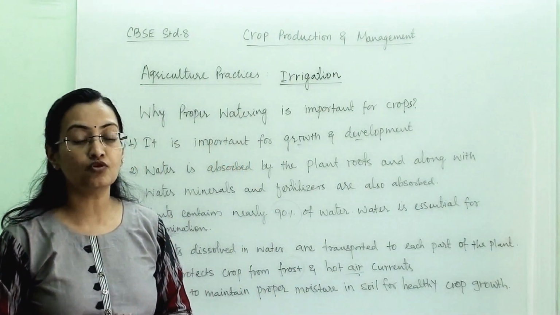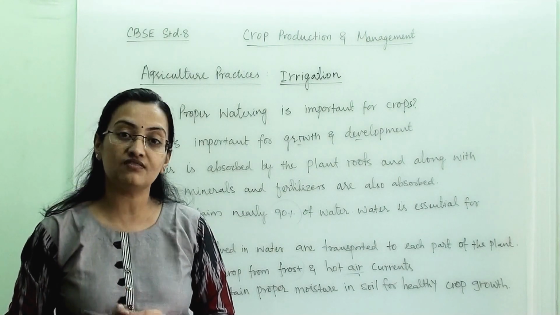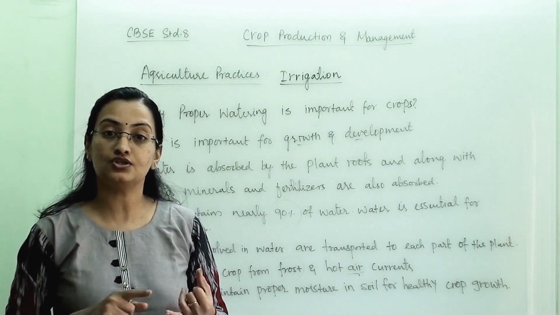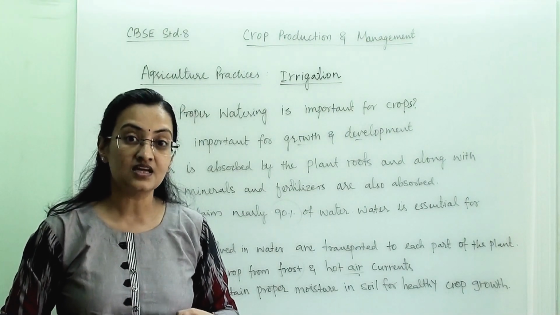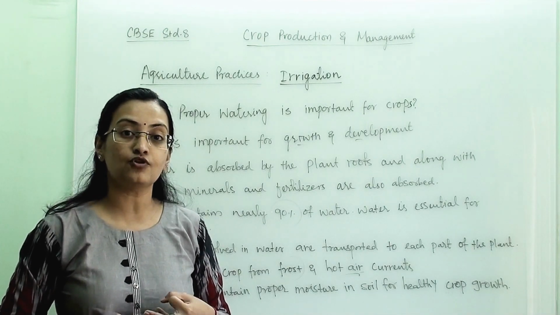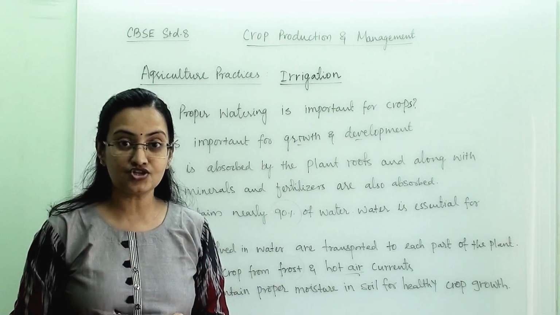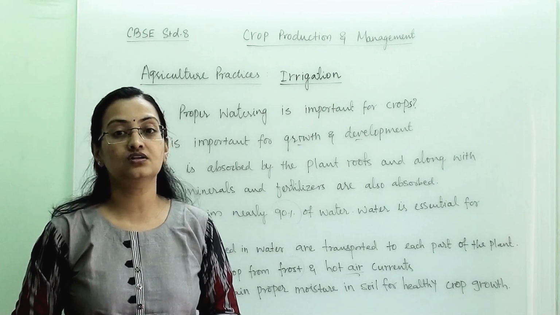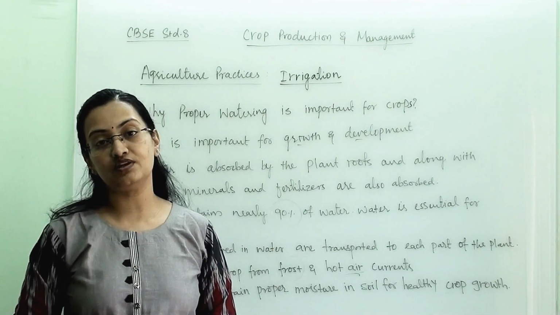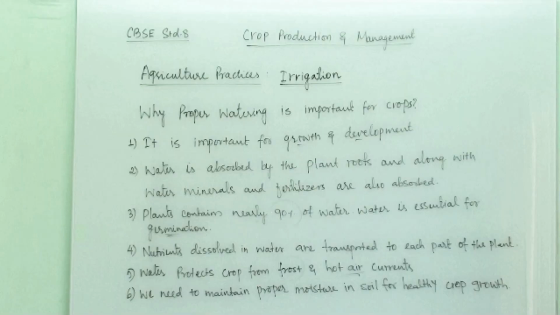So the optimum water level in the soil is very important. It is important for the nutrients and for the fertilizer. Water will save the plant from hot and cold conditions, and that is why water and irrigation are very important.